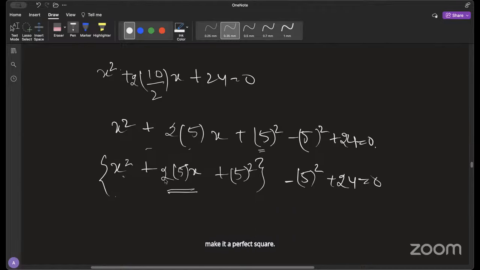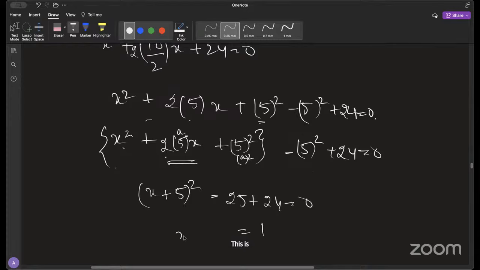This is x square. Plus 5, this is 2. This is a. And this is a square. This will give you x plus 5 whole square. And this is going to be minus 25 plus 24.